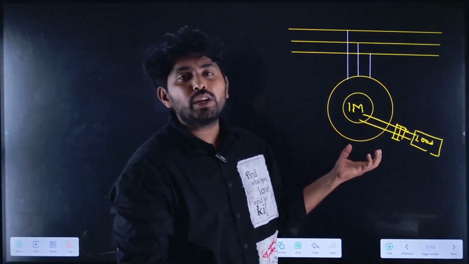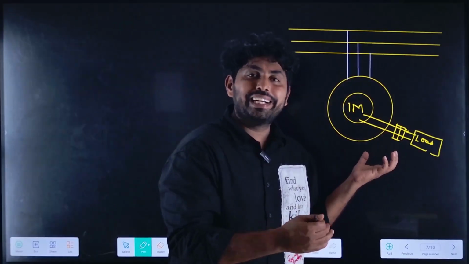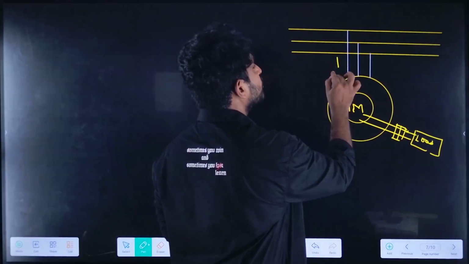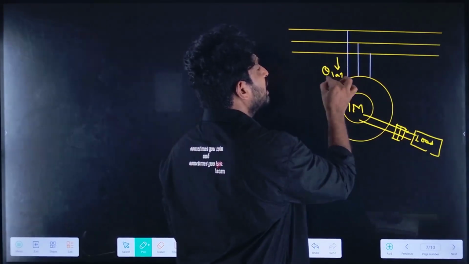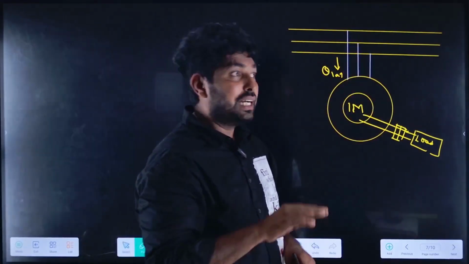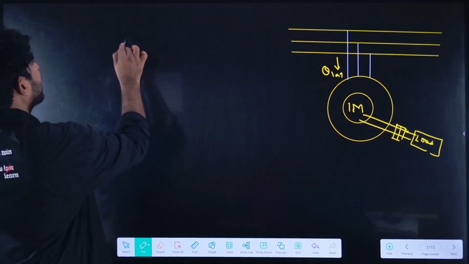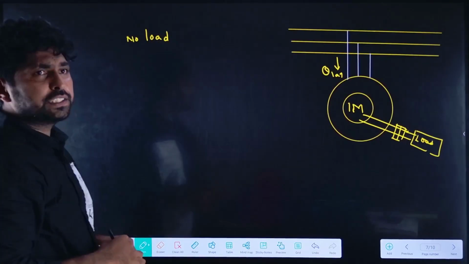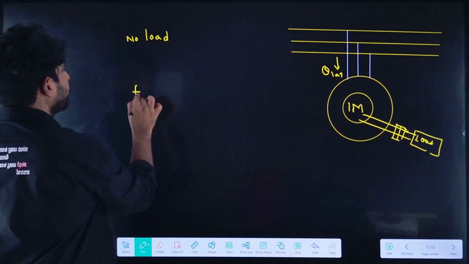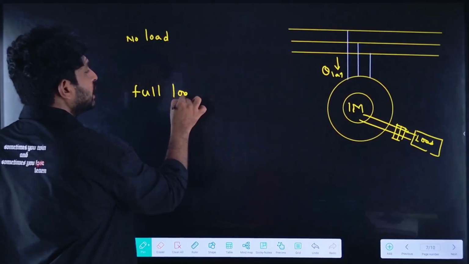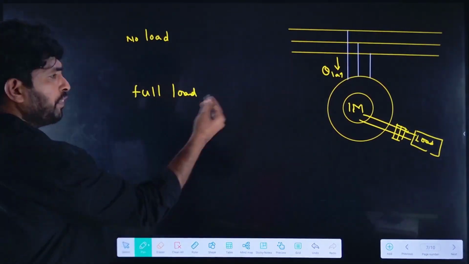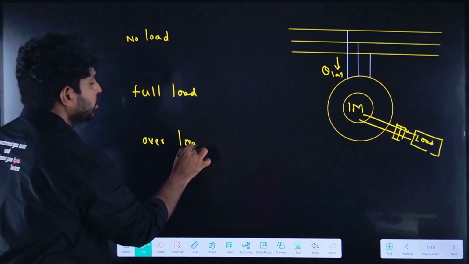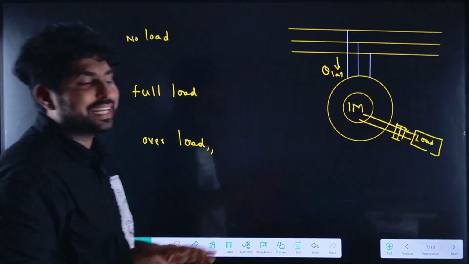The induction motor acts as an inductive load. It takes lagging VAR, lagging Q from the source. Let us analyze this also. For example, consider the cases: no load, full load condition, and if you overload the induction motor, what happens? Let us see that. The three cases are there.